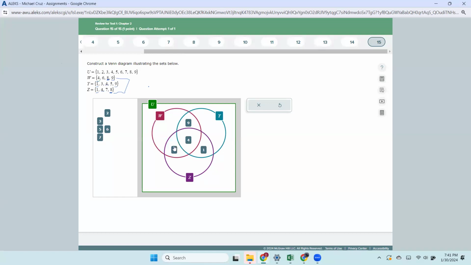Oops, wrong spot. Yeah. Go. It jumped out of my hand. There we go.